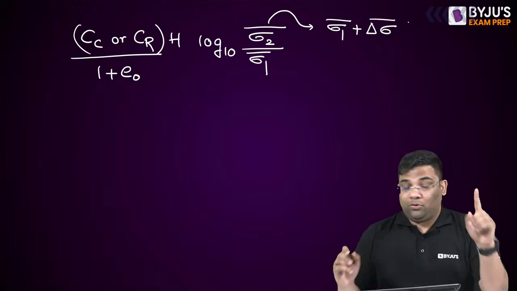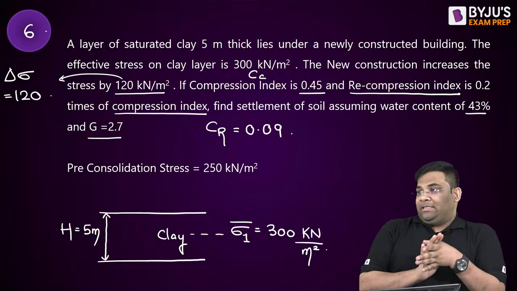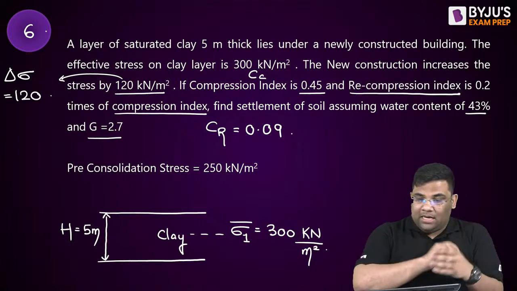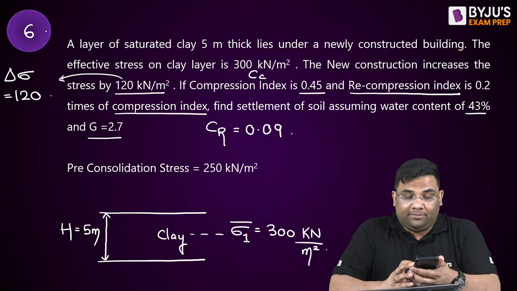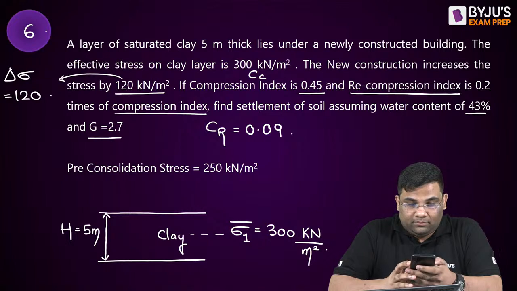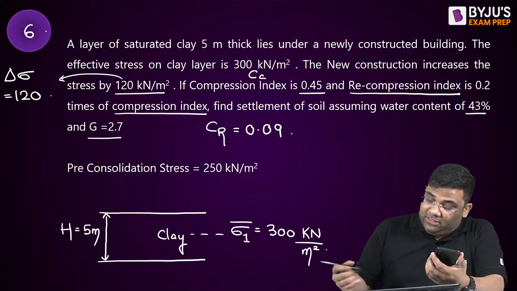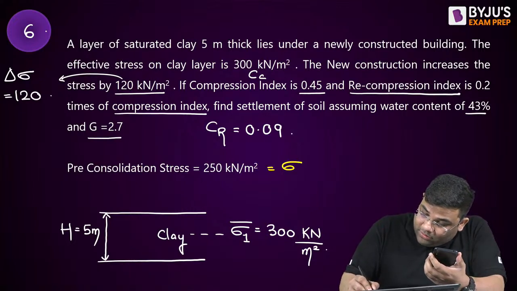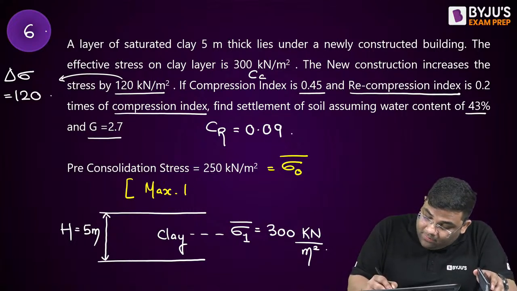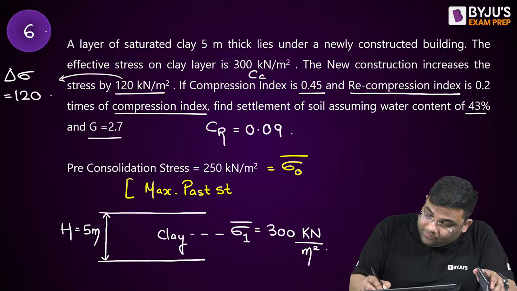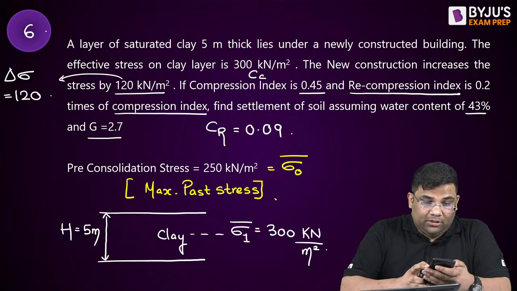Now, by just seeing the question, tell me what I will use. I will use Cc or Cr? Tell me. Just read the question and answer me which one I will use. Chalo, I will wait for an answer. The pre-consolidation stress is also given. It is what? Your maximum past stress. Tell me, Cc or Cr. Come on everybody, give a thought and tell me Cc or Cr.